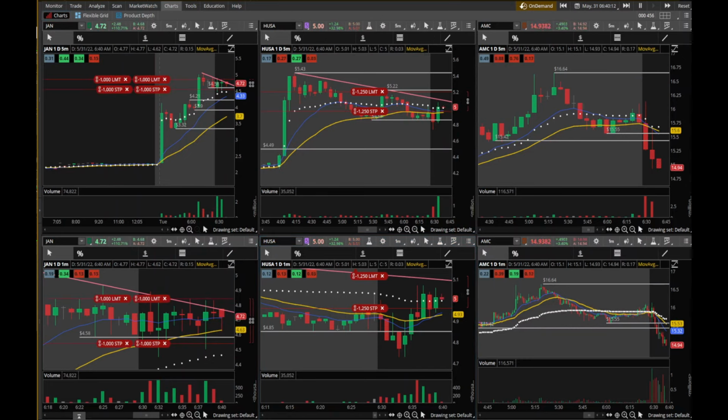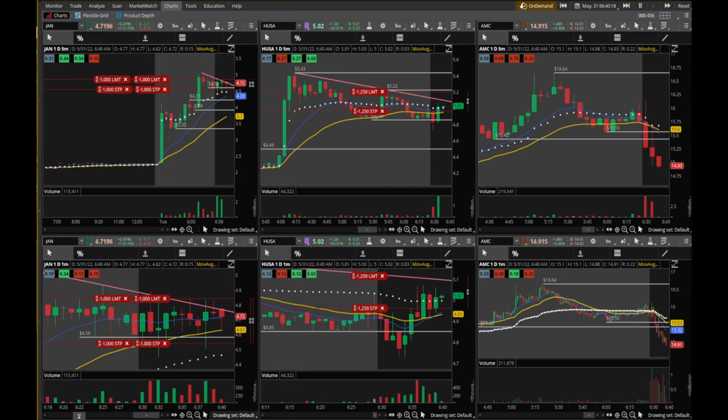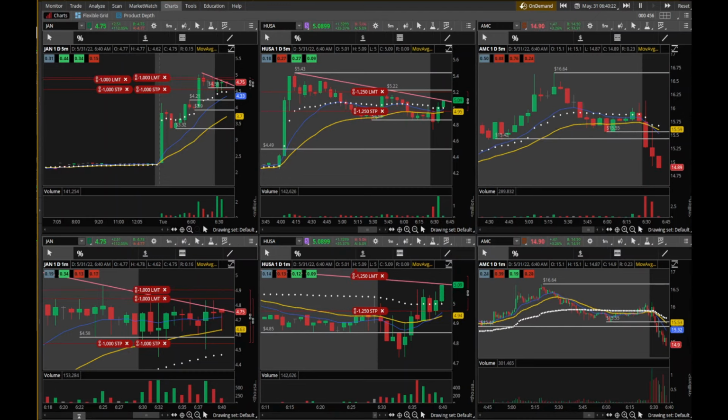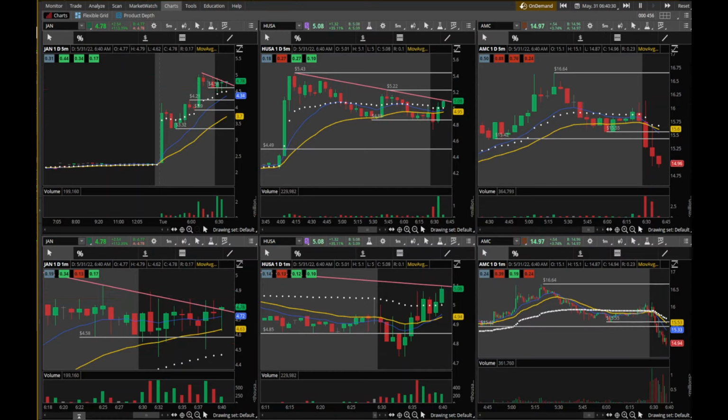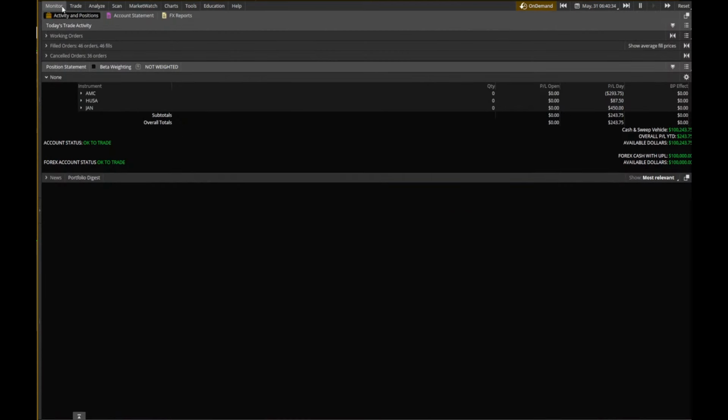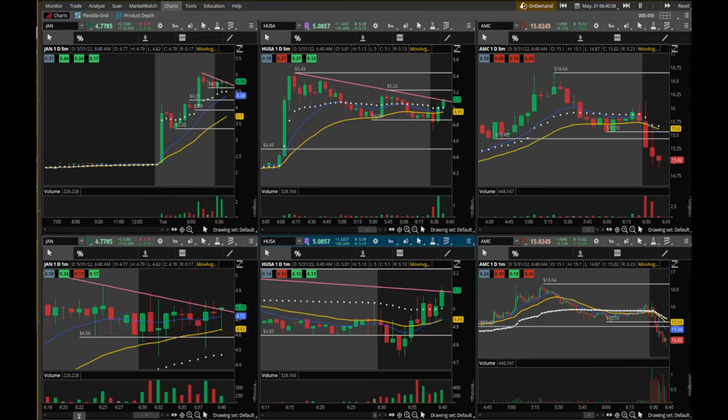Buying there on JAN. Looking for that breakout through the highs. There we go on HUSA. And selling there on JAN. So looking better now, up $243.